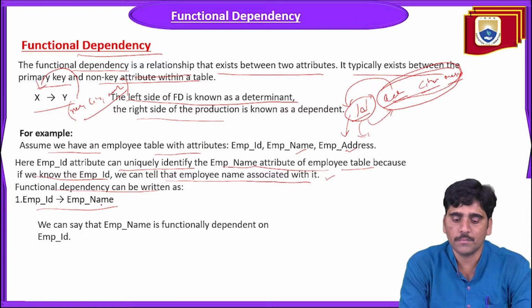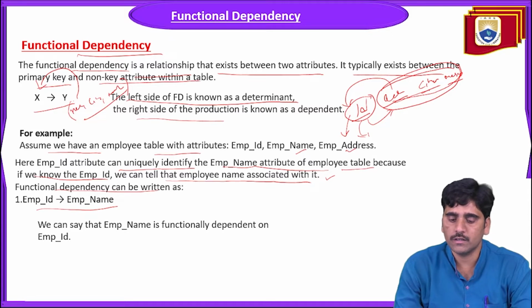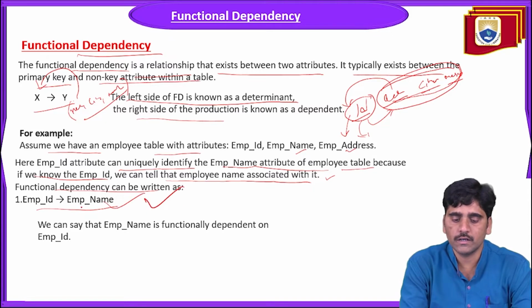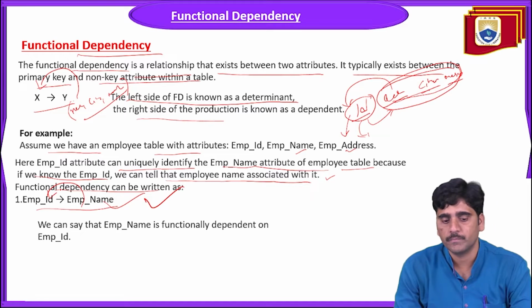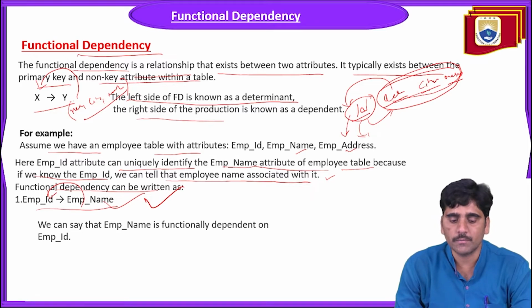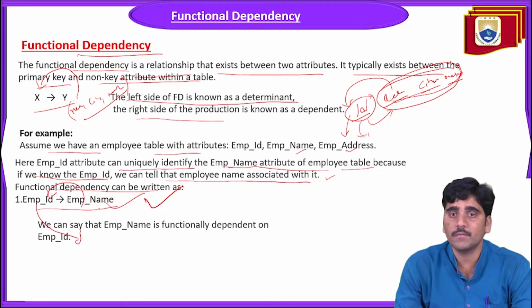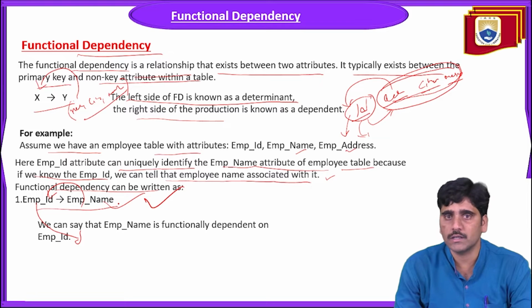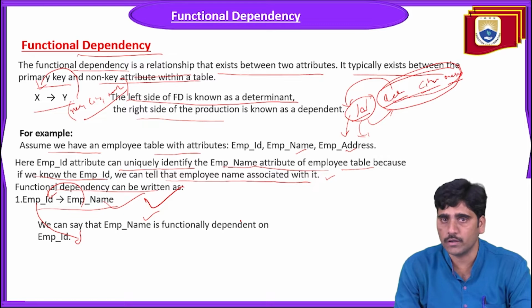That means employee name is functionally dependent on the employee ID attribute. So in employee ID tends to employee name, the employee ID is the determinant attribute and the employee name is the dependent attribute. So we can say that employee name is functionally dependent on employee ID.